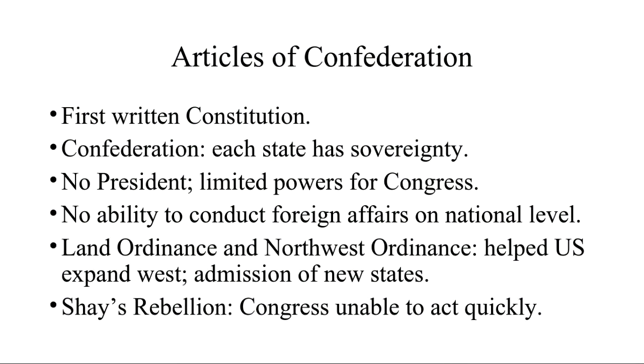rebellion. And Congress couldn't get it together in time. Congress could not find a way to solve the problem. So the state government was able to solve the problem. But if they hadn't, that might have been the end of the United States. So it became clear that this type of government was just not going to work. It wasn't feasible. It just wasn't a possibility.